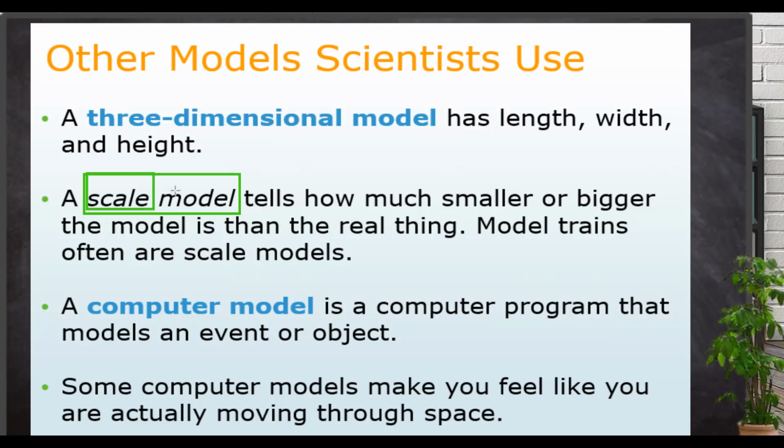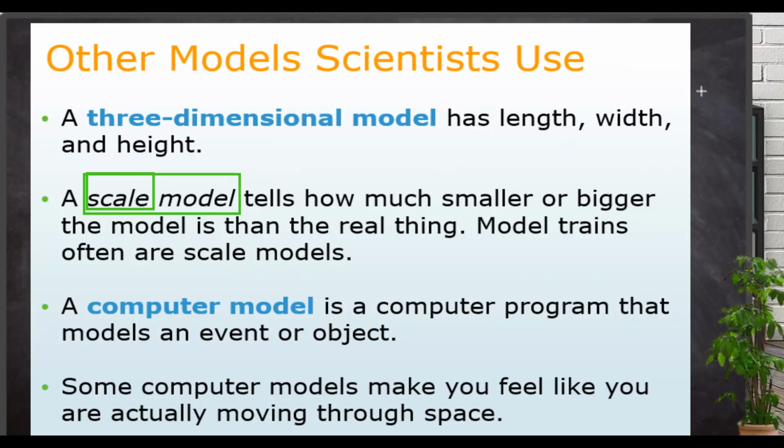When you are going to make a model of a volcano, you are going to make it smaller than the real thing. But if you are studying an ant or a ladybug, you are going to make a big model of it. So this is a scale model.